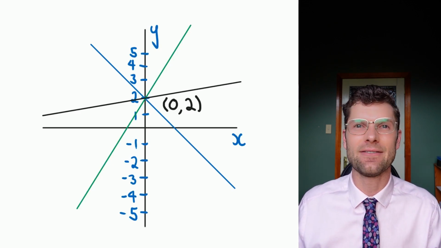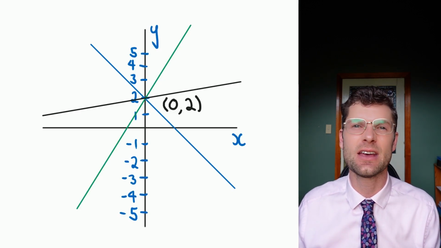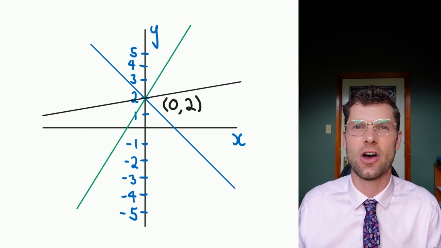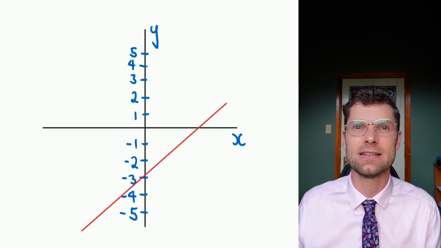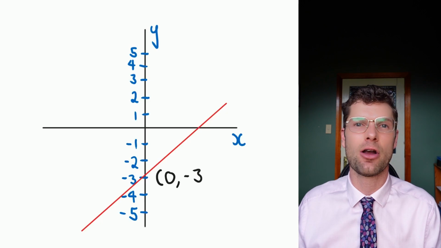And we also don't have to have lines that cross over in the positive direction. We can have a negative y-intercept if the line crosses on the negative side. So this line here has a y-intercept of -3. So the coordinate of that y-intercept is 0, -3.